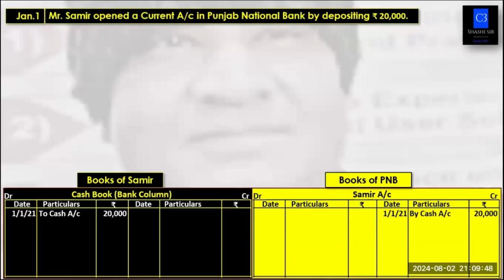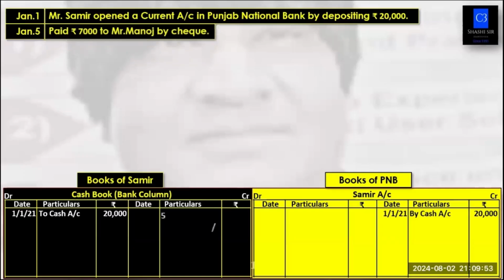Second transaction. On Jan 5, 7,000 was paid to Mr. Manoj by check. Who paid the money? Mr. Samir issued a check in favor of Manoj. And what will Manoj do? Manoj will take this check to the Punjab National Bank, and Punjab National Bank will pay cash to him or credit the amount to his account.